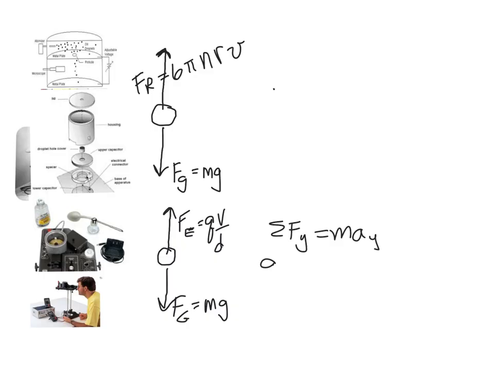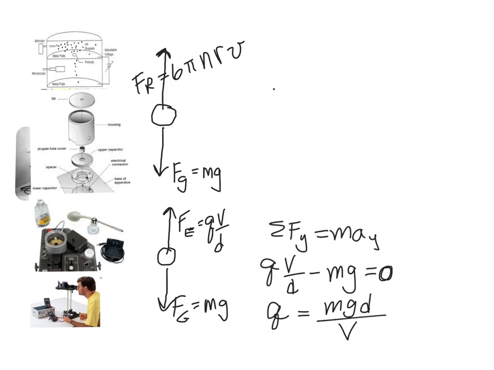So we have qV over d minus mg, force up, the force down equals what? 0. There's no acceleration. And so if you do the algebra, you get Q equals mgd over V. So that's going to give us the charge on the drop, only there's one thing that we don't know, and that's the mass.